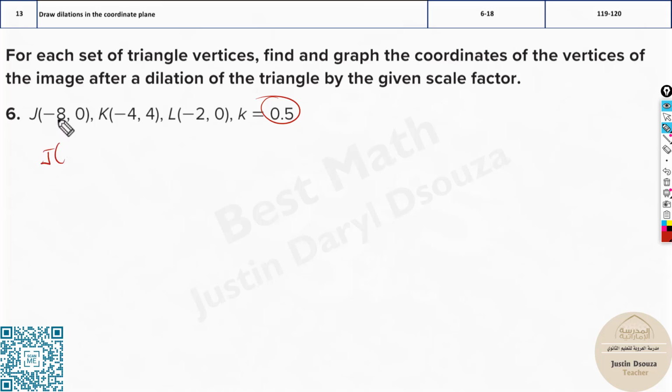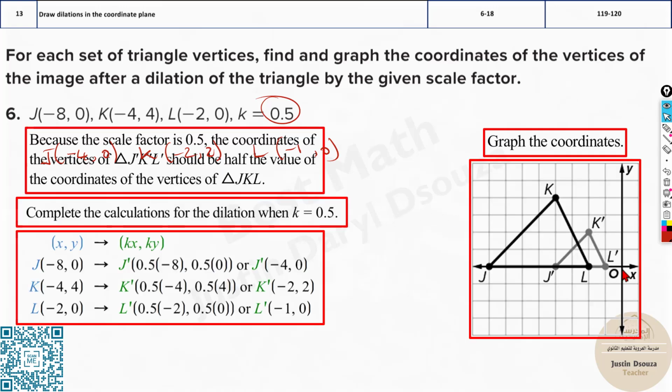All you need to do is multiply the scale factor throughout these values. So J will be minus 8 multiplied by 0.5, that's half. It will be minus 4. 0 will be 0. K is minus 2 comma 2. L is minus 1 comma 0. That's it. Those are the points. And if you want to plot them, you just have to plot them.